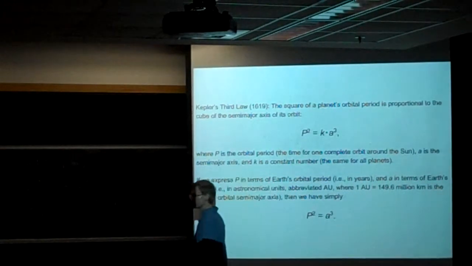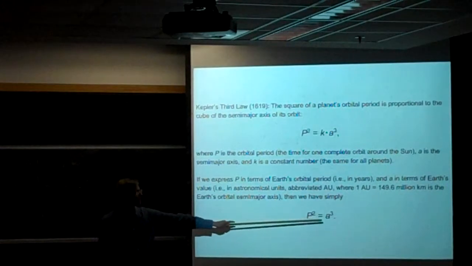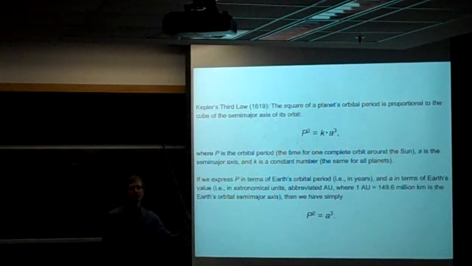Alright, so as I was just saying, because p squared is equal to a cubed doesn't have the mass in it, the mass of the planet doesn't affect the orbital period.